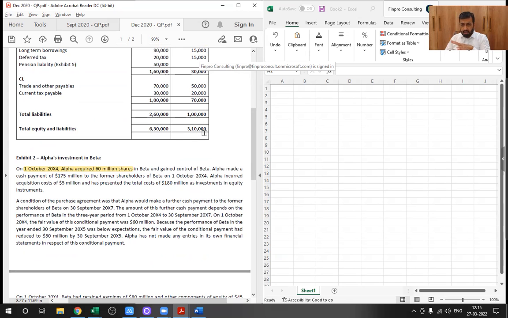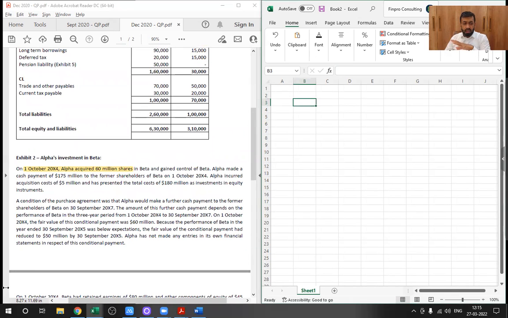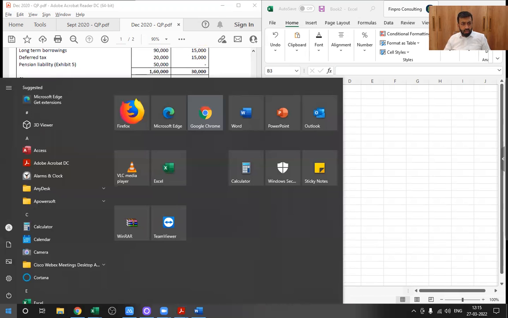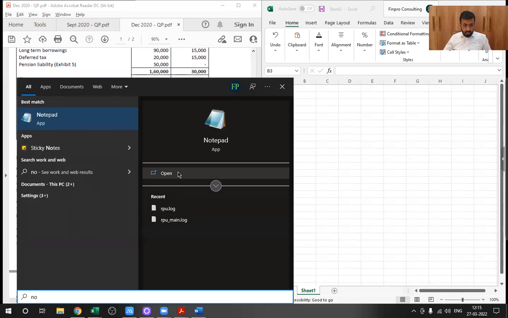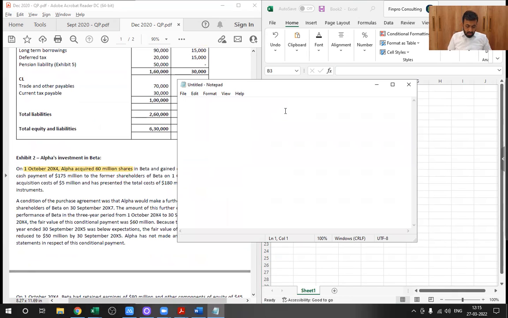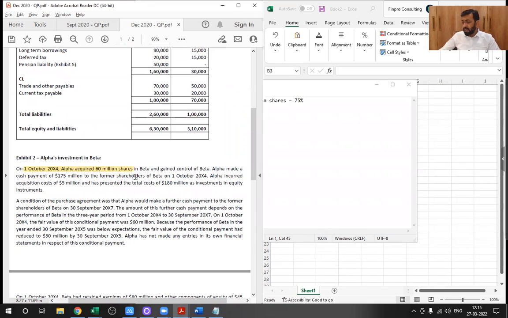75%, correct? 75% acquisition. So either you can create a scratch pad and make a note here. So percentage of profit is 60 million shares divided by 80 million shares. That is equivalent to 75%. So you have written it here. If at all required, you will be able to use that information.